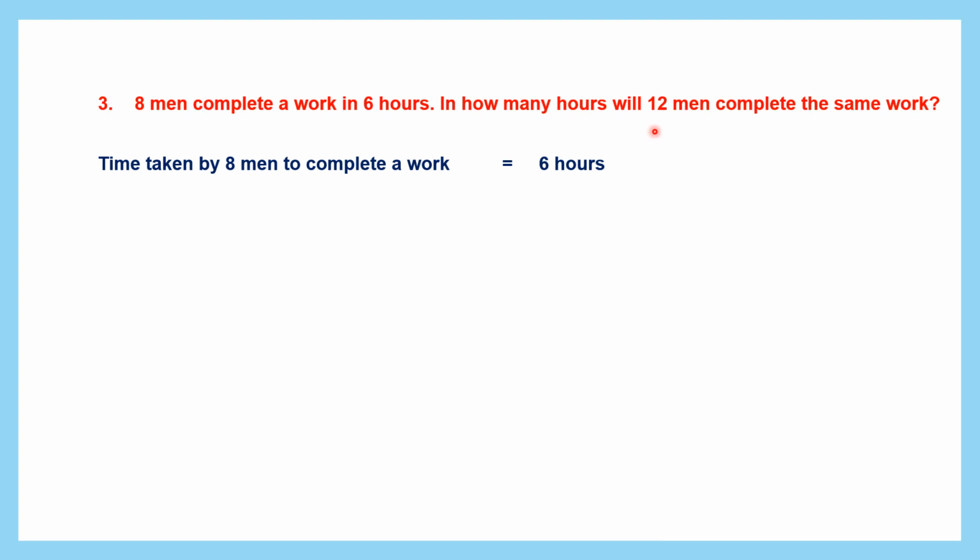So we don't know about one. The quantity of one is not given. Time taken by 8 men is given. We don't know the time taken by one person. So let's write it down.